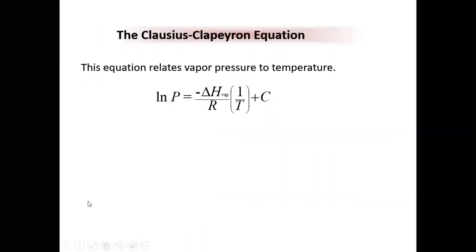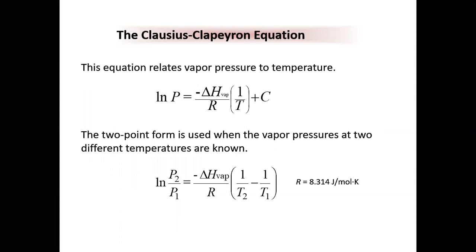So now how can we calculate the vapor pressure of a substance at different temperatures? And that brings us to the Clausius-Clapeyron equation. There are two ways you can use this equation.